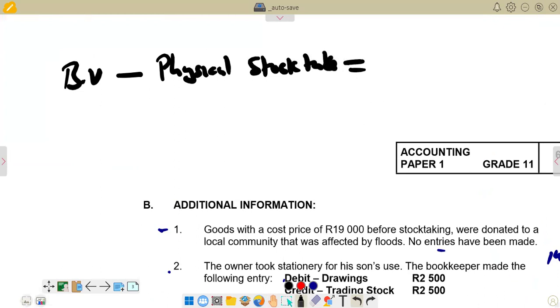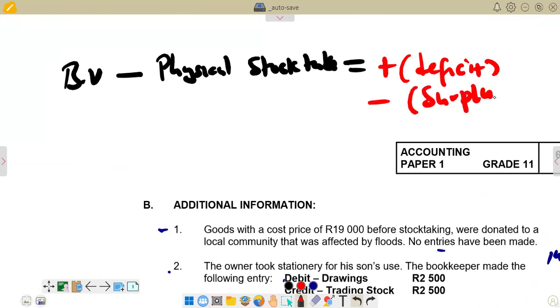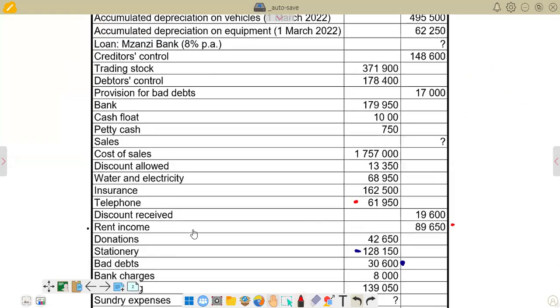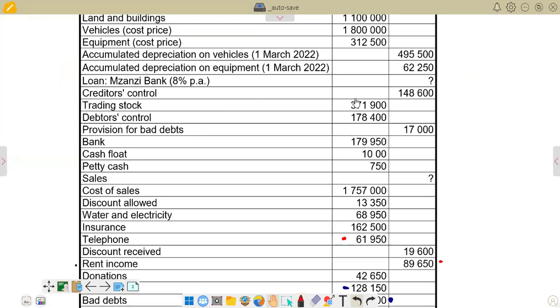Then the answer that you are supposed to get there, if it's a positive, it means it's a deficit. But if it's a negative answer, it means we are going to get a surplus. So we are just going to identify that. The book value is the figure that you are given in the list of balances. Let's see the figure for trading stock that we are given in the list of balances. So we've got 371,900.